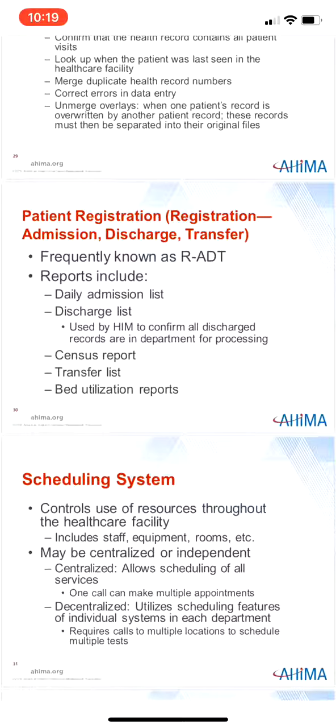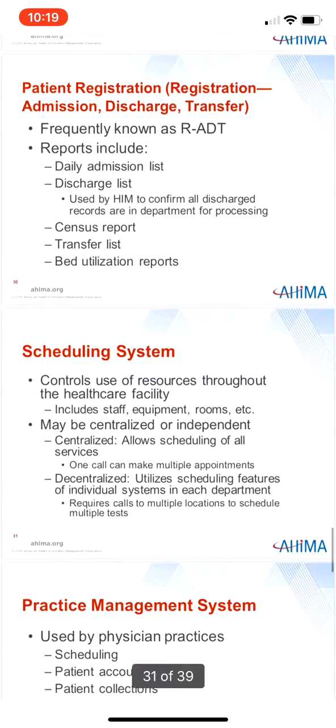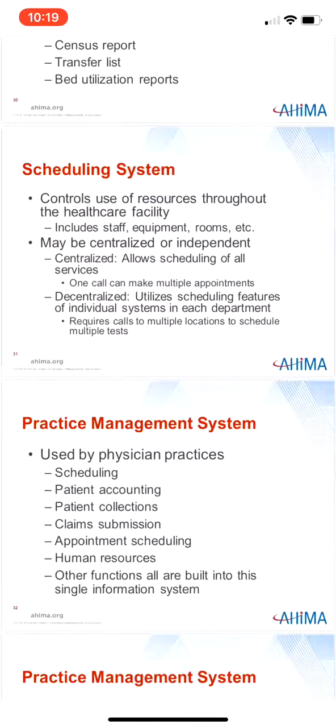We're moving on to scheduling systems. The bottom of 118, they're used to control the use of resources throughout the healthcare facility. These resources can include staff, equipment, rooms, and more. Scheduling systems may be centralized or decentralized. Centralized scheduling allows the scheduling of all services of the healthcare facility so that one call can make multiple appointments. The decentralized system utilizes the scheduling feature of individual systems in use in each department, so calls would have to be made to more than one location to schedule multiple tests. And typically the HIM department does not use the scheduling system.